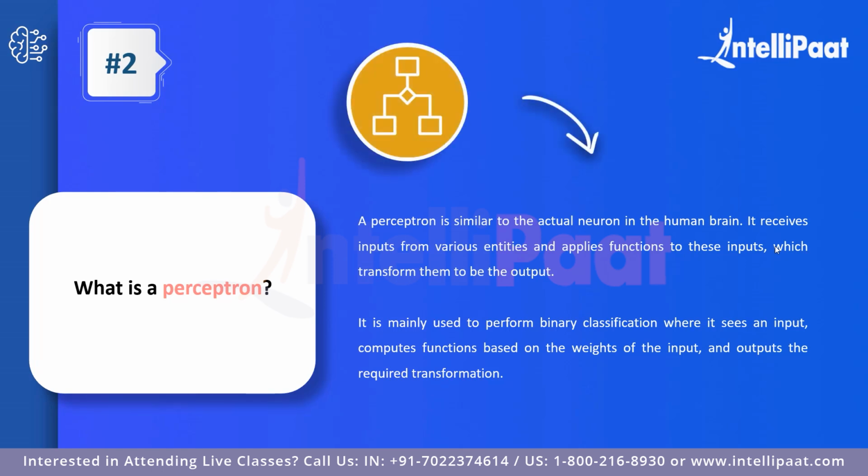Moving on to the second question, it says, what is perceptron? Perceptron is a very important concept in deep learning because it matches what we see in an actual neuron in a human brain. A perceptron receives inputs from a variety of entities, then applies some transformations on them, which we call functions, and then it becomes the output. So input, perceptron, applying function, output. That is how the order goes.